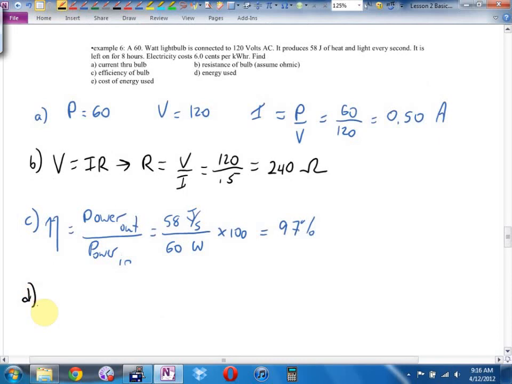D. What does D want us to find? The energy used, okay, we said that the energy is the amount of power times how long you leave it on. So the amount of power it's pulling is 60 watts. How long does this question say we left the bulb on for? Got to read. Oh, 8 hours. So 8 times how many seconds in 1 hour? 3,600, right? 60 minutes, 60 seconds, 3,600. How many joules of energy?